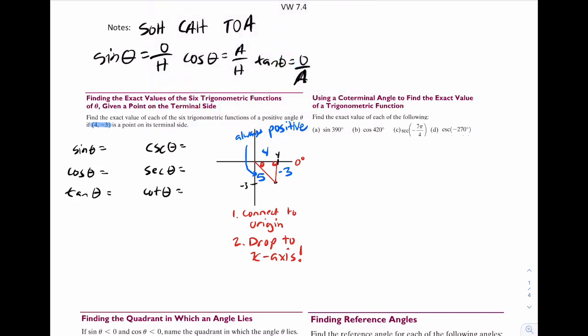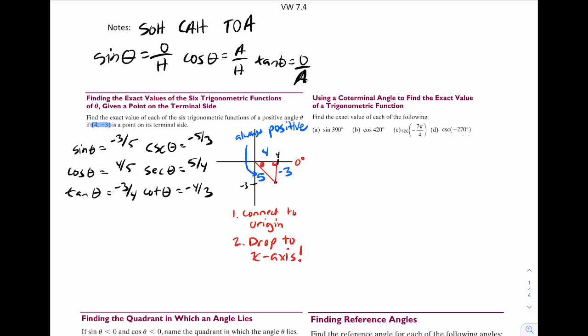Sine theta, that's -3/5. Cosine theta, 4/5. Tan theta, -3/4. Cosecant theta, -5/3. And again, we're just flipping it here. So I'll just go a little quicker. And there we go. Those are the 6 trig functions of the angle theta.